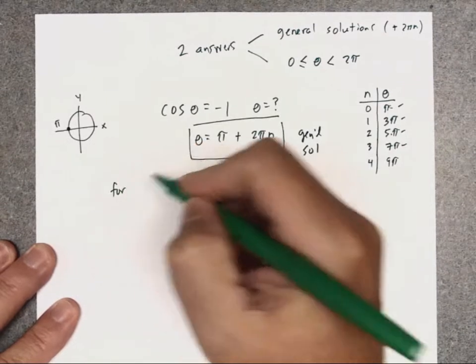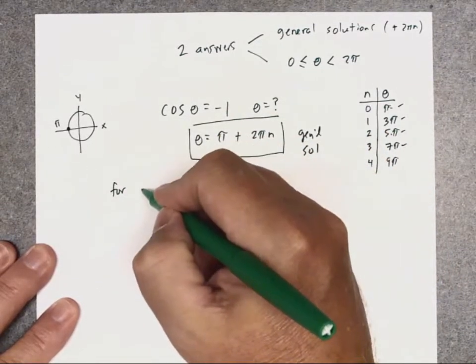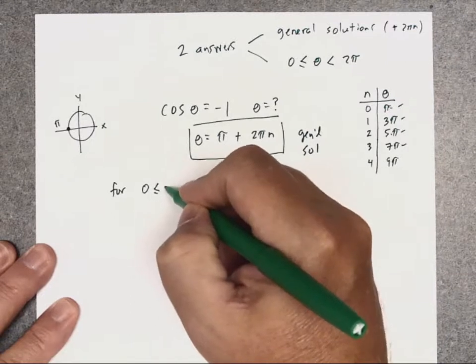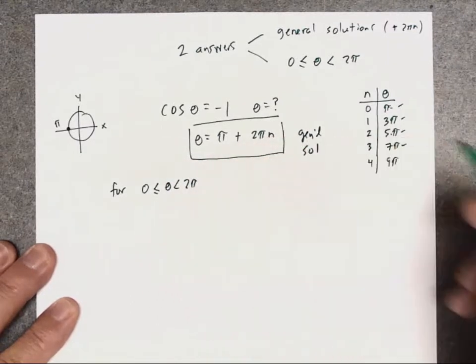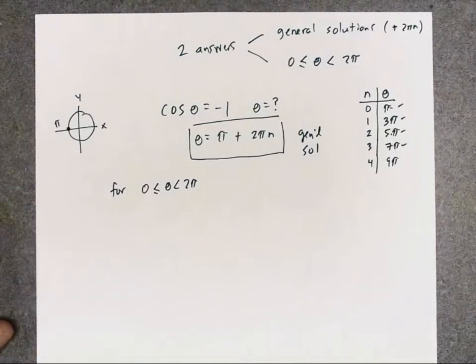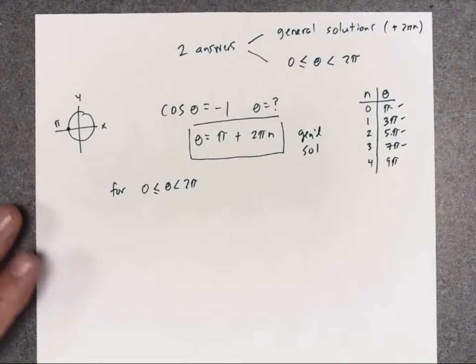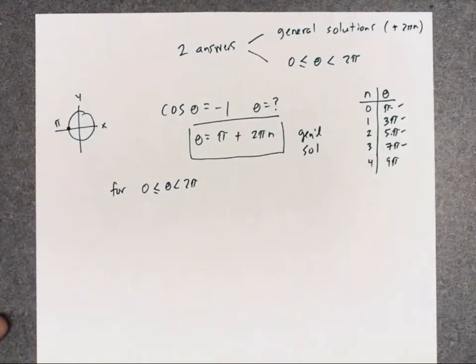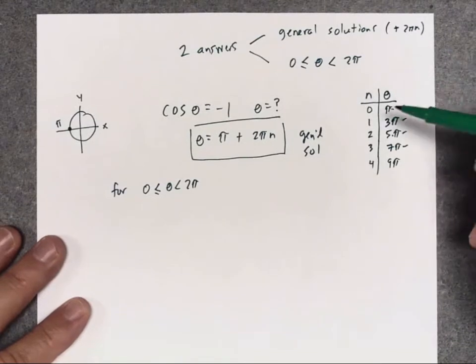Now, if I want the solution just from 0 to 2 pi, here's what you have to do, and in future problems this is going to become important. You don't just assume the first one or two solutions are it. You actually have to start plugging in your values of n, and you start increasing the n's until your angle is greater than 2 pi. So I go over here, I start with n equals 0.